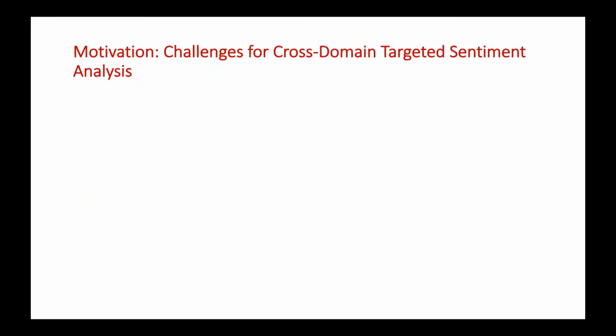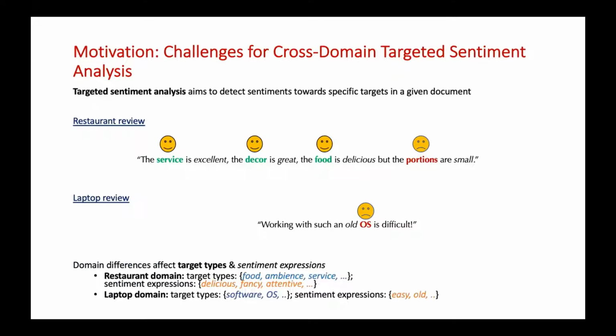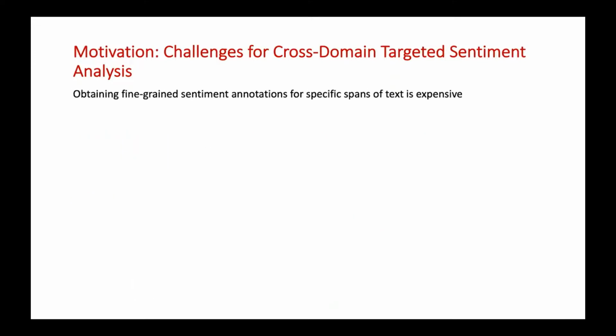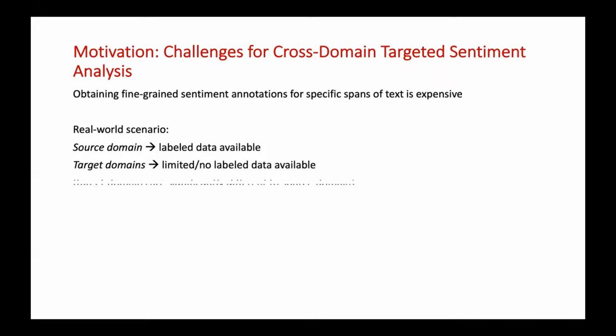Now for this particular task, obtaining fine-grained sentiment annotations for each specific span of text is quite expensive. It's time-consuming, and it requires a lot of domain expertise, which is why most often in the real world, the scenario we have at hand is that we have a source domain where we may have ample labeled data available, but then we have target domains which are significantly different from the source domain. But there we may have very limited or no labeled data available at all.